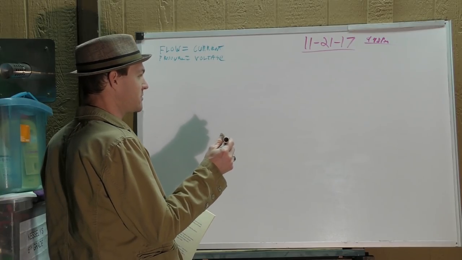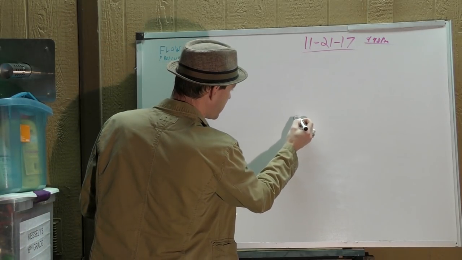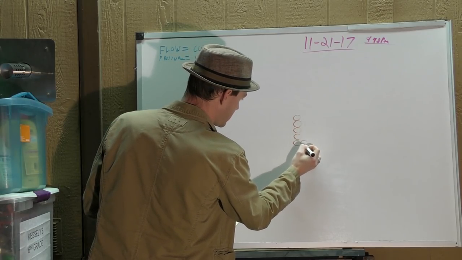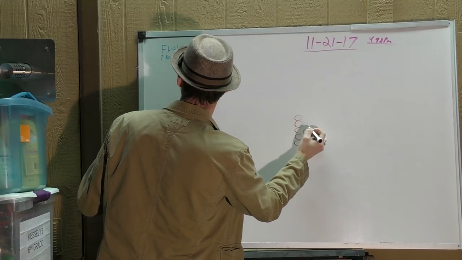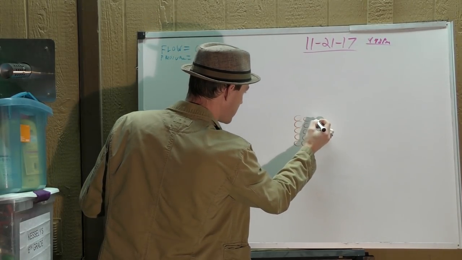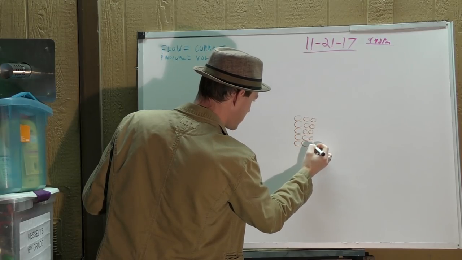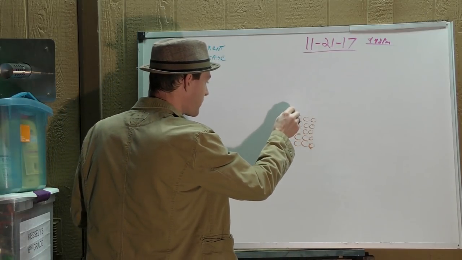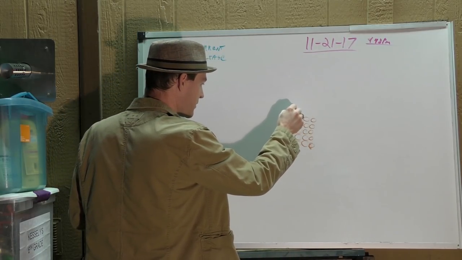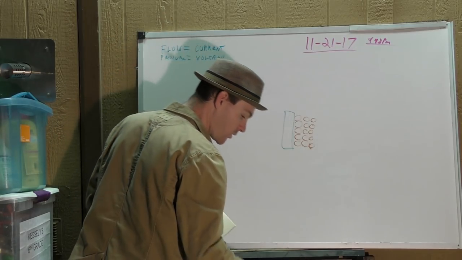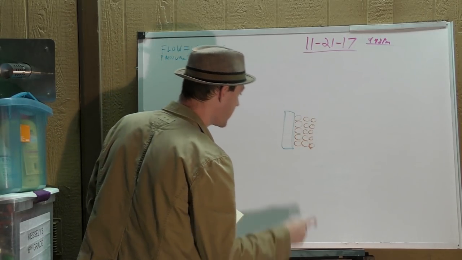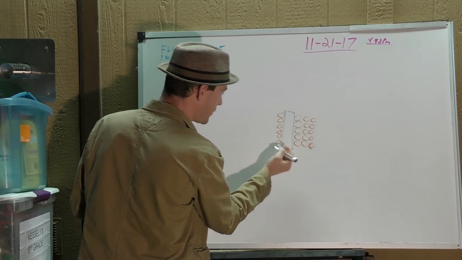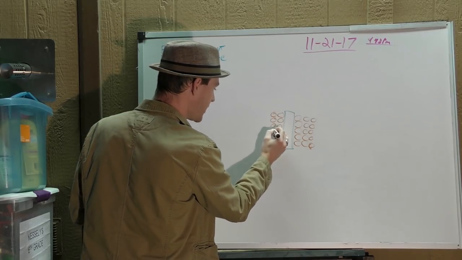I'm going to draw a cross-sectional, okay? I'm going to draw it like this. So the form, this is like the core. In this case, it's just a form. And then you have the same amount of wire over here, okay? So we just cut the thing in half.